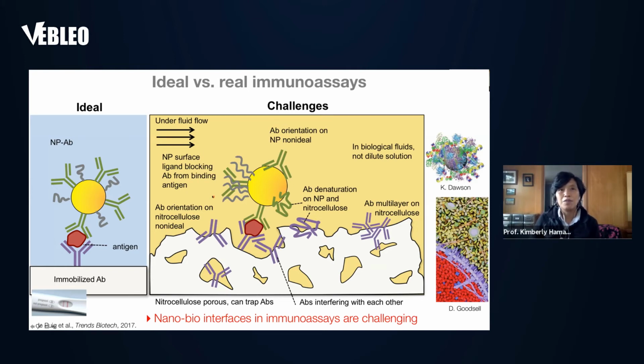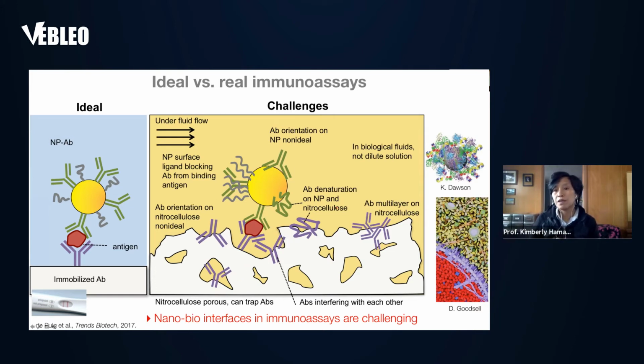Okay, we know that when you put proteins and DNA on surfaces of particles, those proteins can denature, they can be oriented incorrectly, they can be sterically hindered by the surface chemistry of the nanoparticle, so all of these can conspire against antigen binding. Then there's surface effects due to the nitrocellulose. So when you immobilize that antibody on the surface, it can also be obscured by the surface as well. And furthermore, nitrocellulose is porous, so it can actually trap some of those antibodies or antigens in it.